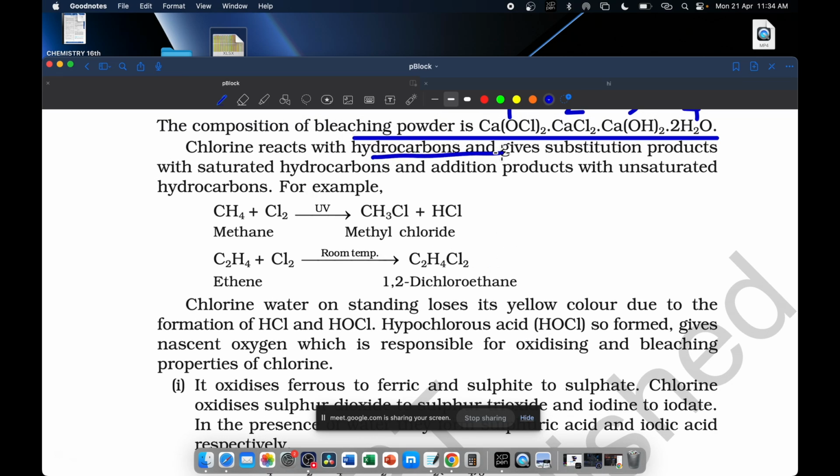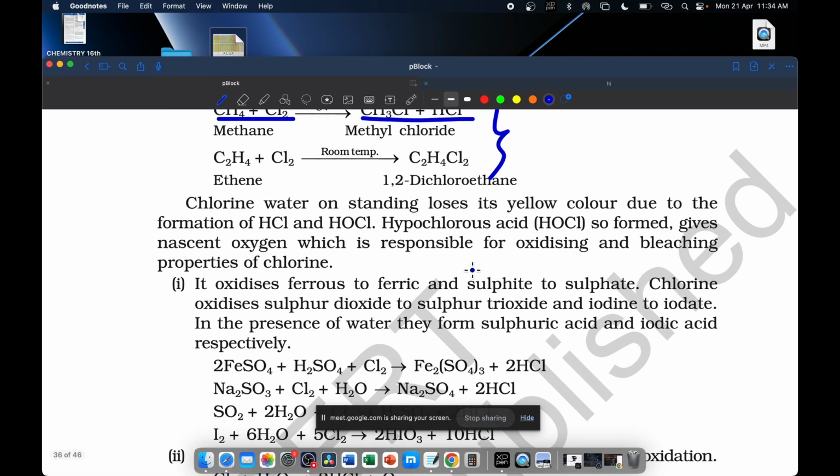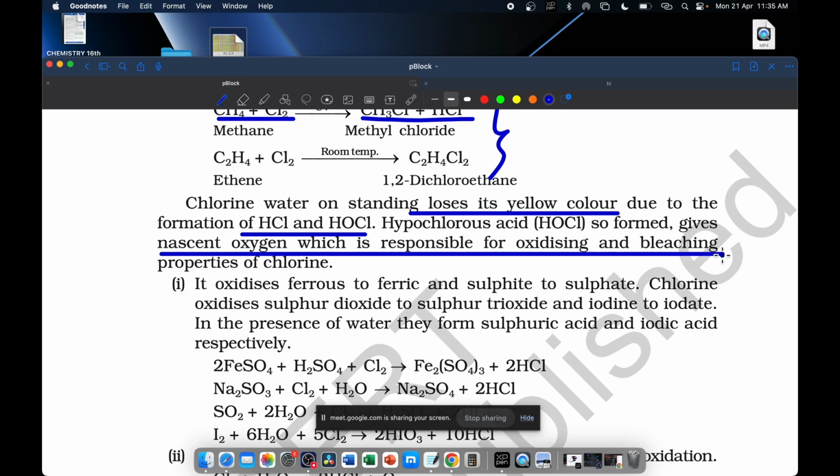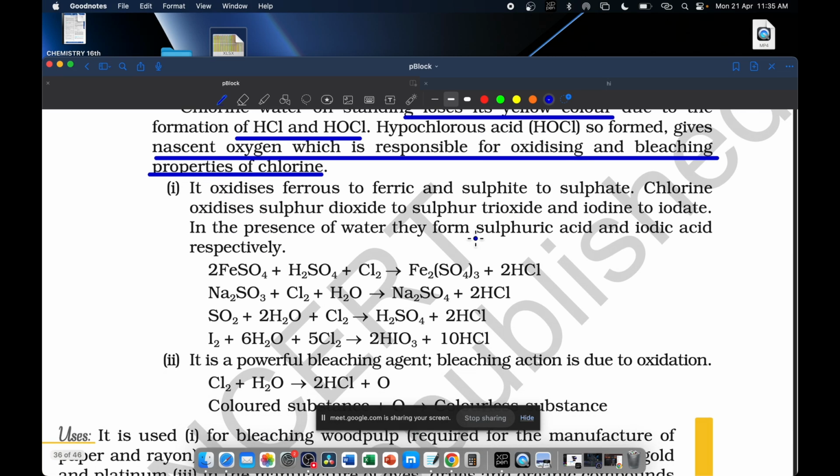Chlorine reacts with hydrocarbons. We have seen these reactions. CH4 plus Cl2 gives you CH3Cl plus HCl. So all these reactions we have seen in the first year, right? Chlorine water on standing loses its yellow color due to the formation of HCl and hypochlorous acid. Hypochlorous acid formed gives you nascent oxygen, which is responsible for the oxidizing, bleaching properties of chlorine, right? So the bleaching property of chlorine is due to hypochlorous acid.